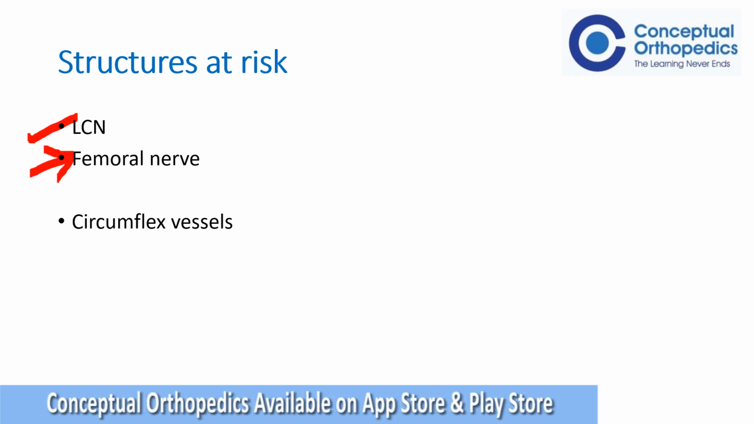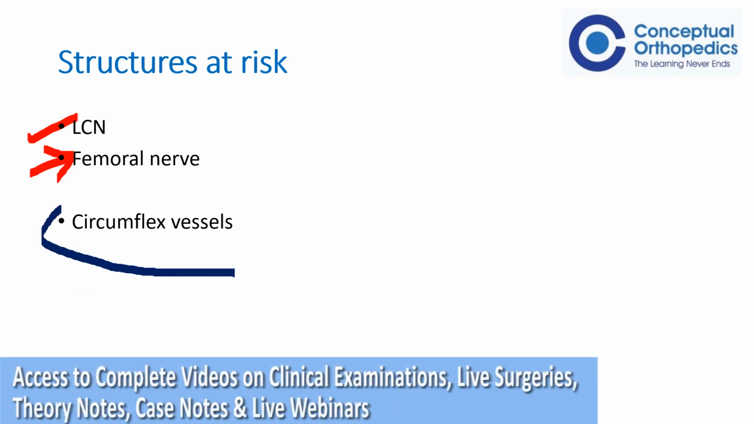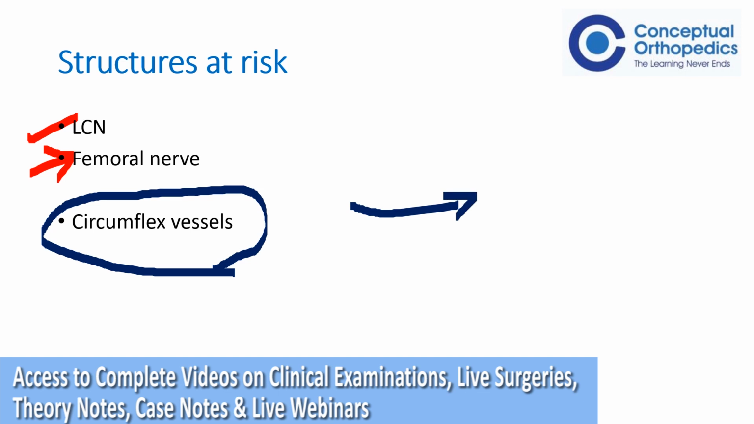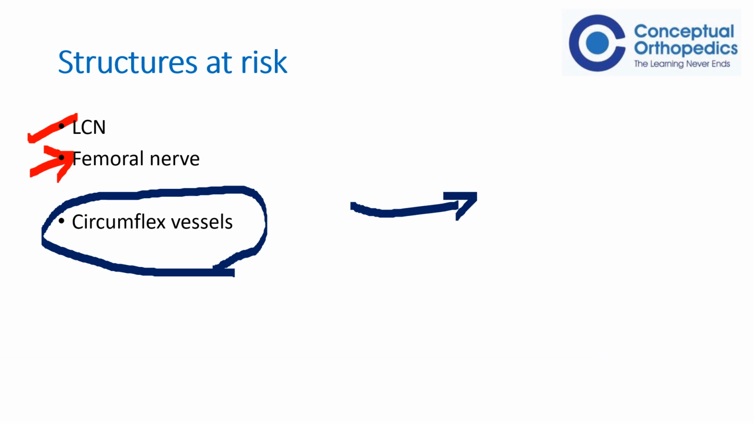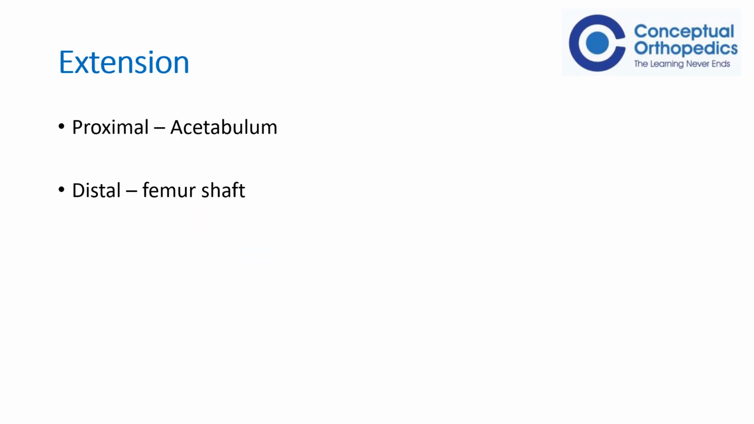The other structure which is at biggest risk are the circumflex vessels. These are multiple twigs that run from distal to proximal on the anteromedial aspect, which need to be identified and ligated. If not, they can lead to significant bleeding. This is an extensile approach, so as to say that it could be extended both proximally as well as distally. Proximally, it could act like an exposure to the acetabulum, the anterior column of the acetabulum, and by making a distal incision, the femoral shaft could be exposed.